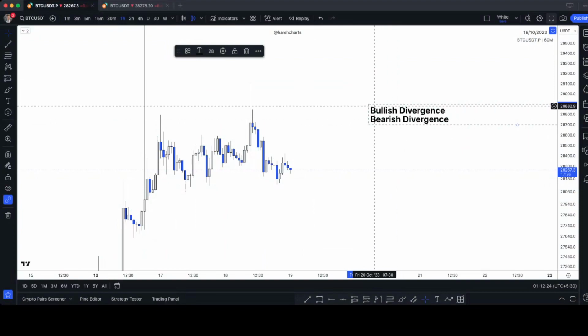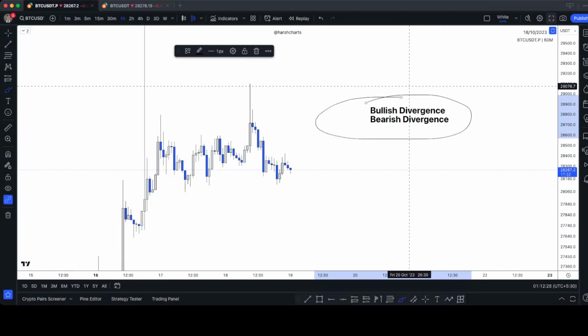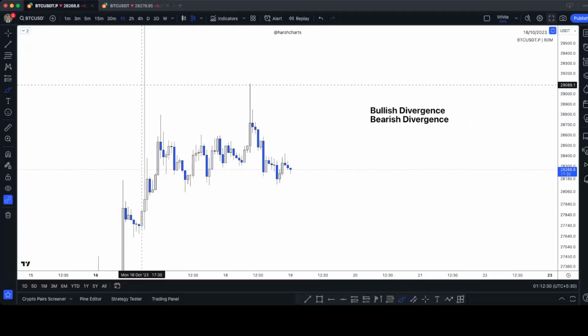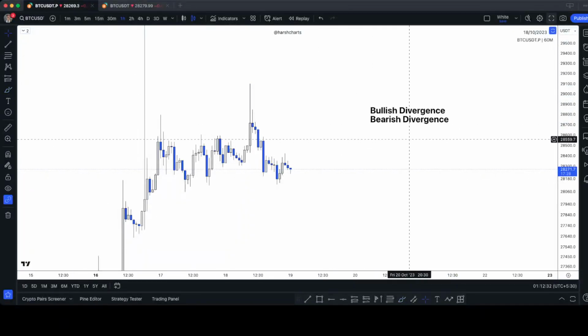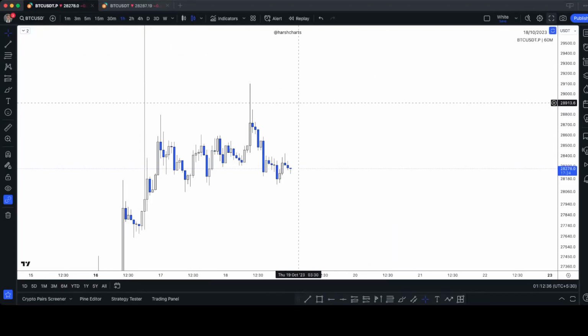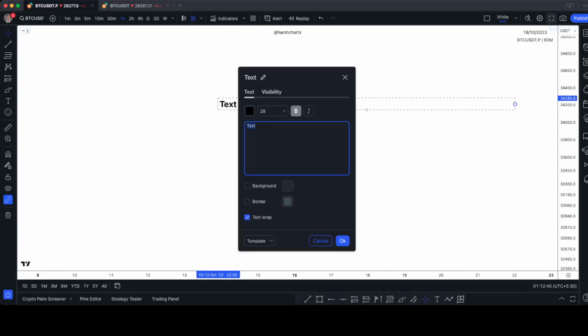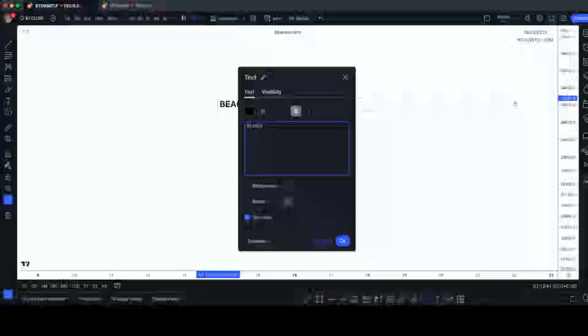We'll understand these two first, then we'll try to understand hidden bullish divergence. So yeah, bullish divergence and bearish divergence. First of all, let's talk about bearish divergence.